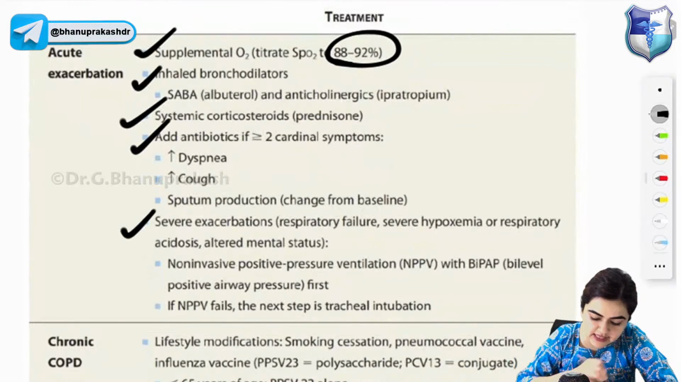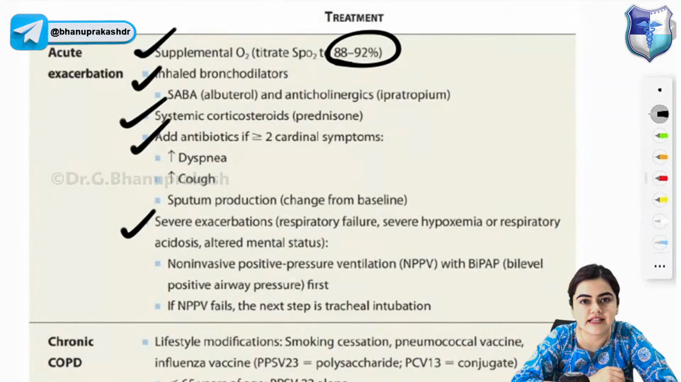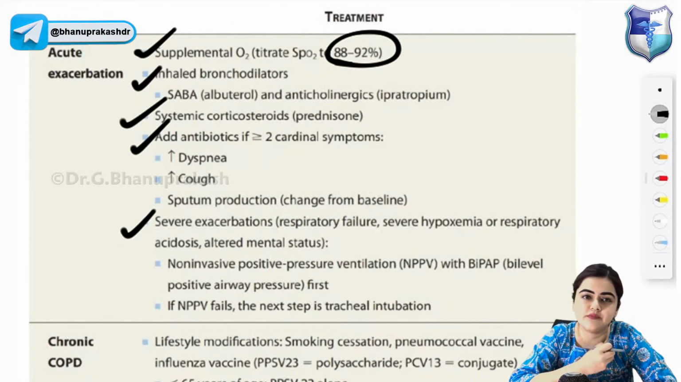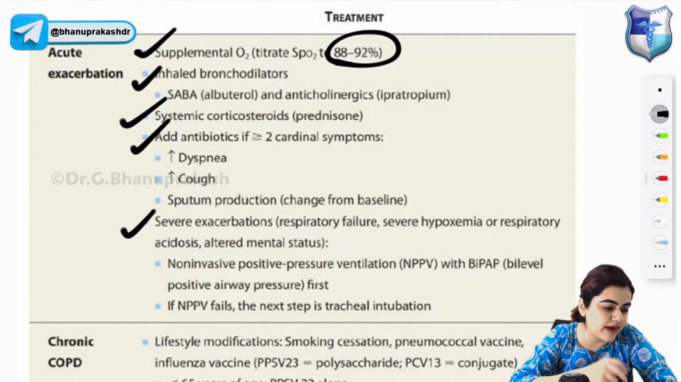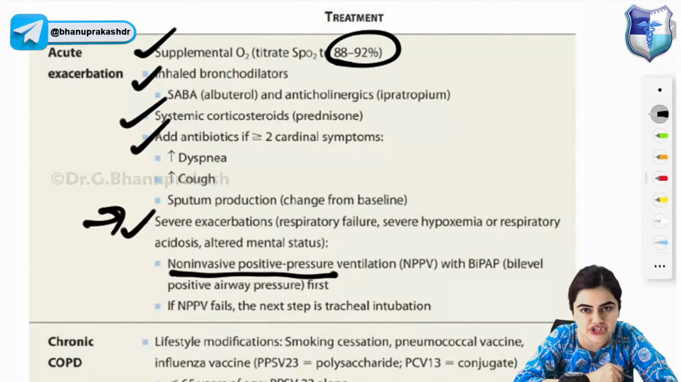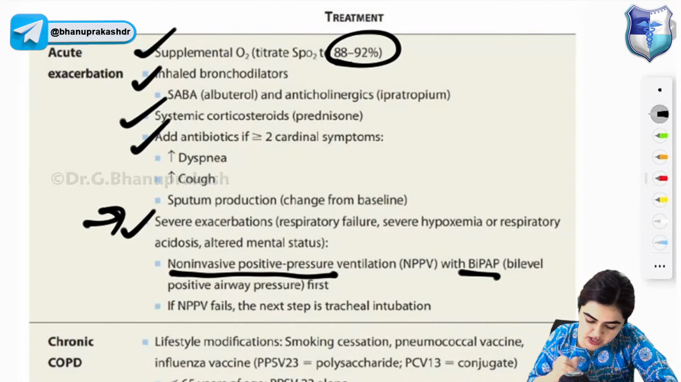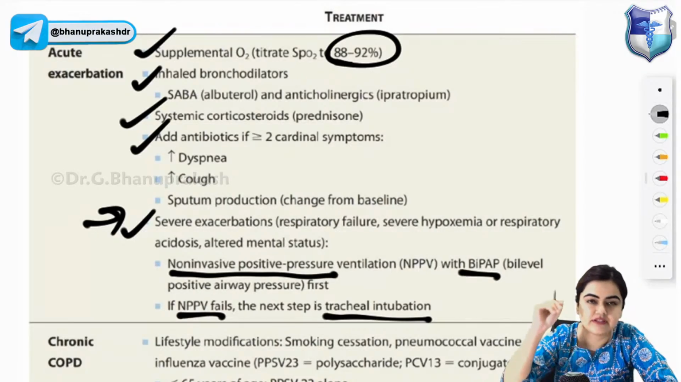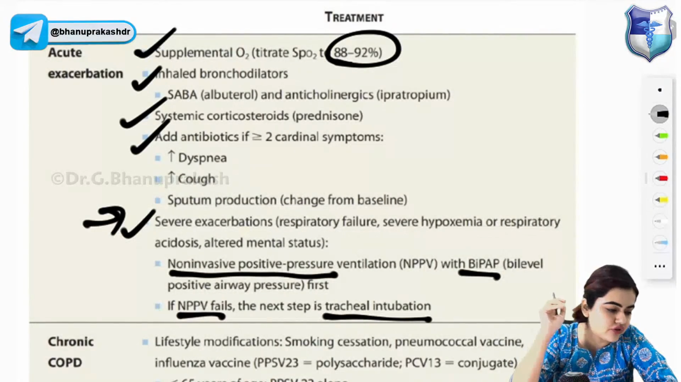In case of severe exacerbation, severe exacerbation of COPD is characterized by respiratory failure, severe hypoxemia or respiratory acidosis, and altered mental status. In severe exacerbation of COPD, give non-invasive positive pressure ventilation with BiPAP first. And if NPPV fails, the next step is to intubate the patient. This is the treatment of acute exacerbation of COPD.